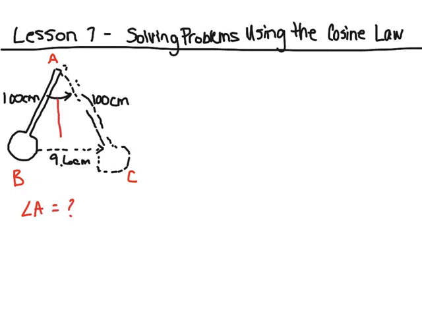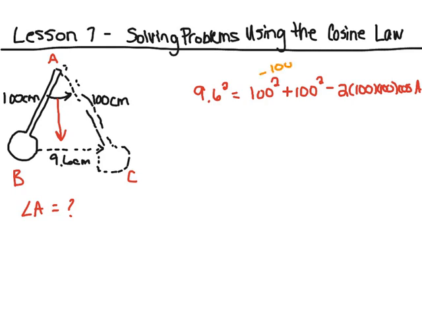Remember to choose the side opposite the angle to be your first number in the cosine law. So we have 9.6 squared is equal to, and it's going to be the other two sides. So 100 squared plus 100 squared minus 2 times 100 times 100 cos of A. Now we're going to rearrange this and move it to the other side. So we're going to minus 100 squared from both sides.